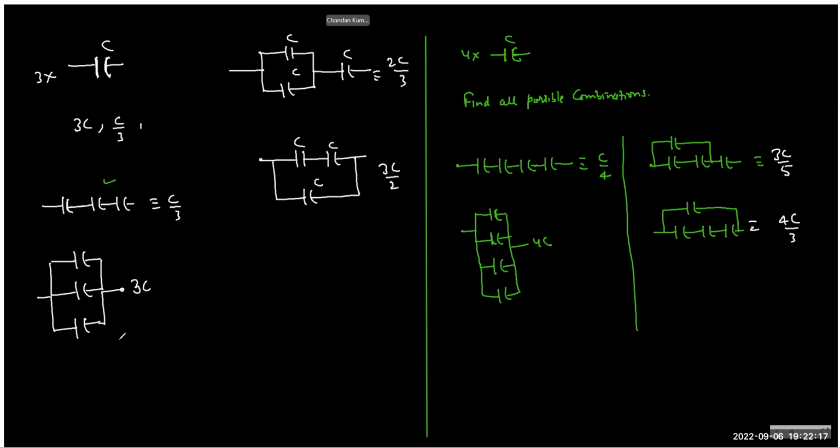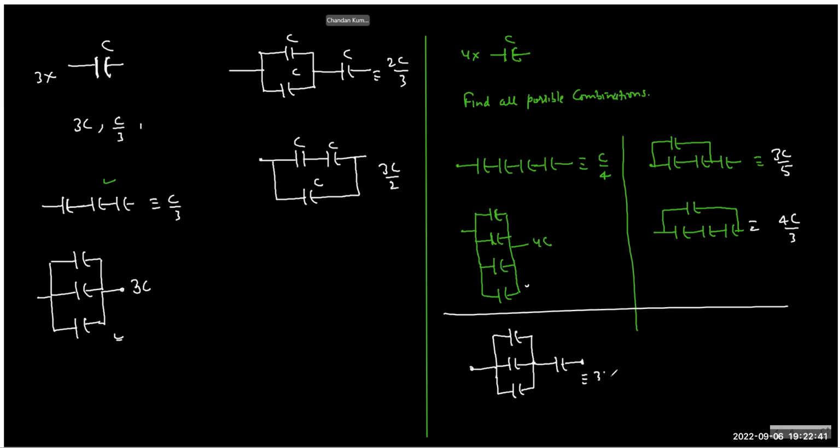Now, if I choose this one to play with, I can add 1 extra here. I will not put it in parallel because it is already there. Now, what is the answer? This will be 3C by 4. Same answer, 3C by 4, right? Yes.